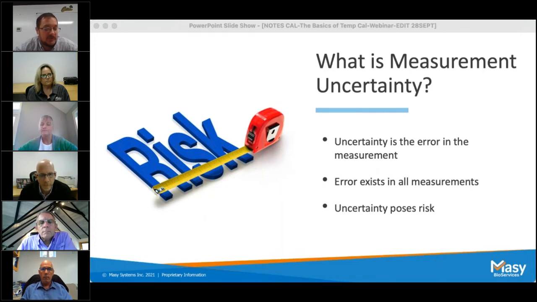Measurement poses some risk to the customer. Massey avoids measurement risk by selecting a standard that's more accurate than the device being tested. In addition, we've recently adopted the new ISO 17025:2017 requirements, which follow a risk-based approach to calibration. So we use the measurement uncertainty to adjust and optimize the device, so we provide a measurement that is closer to nominal and outside of that measurement risk area.